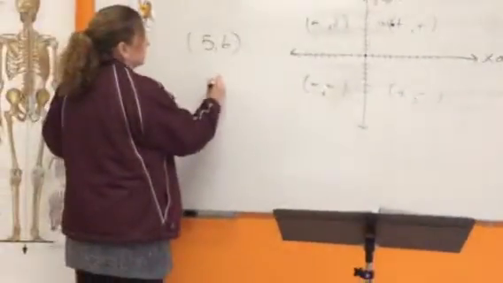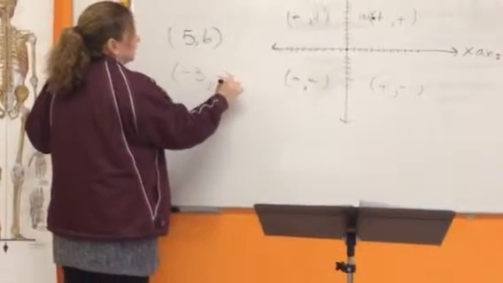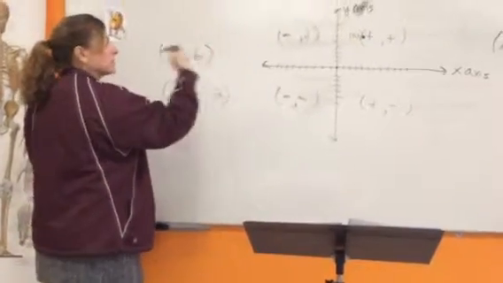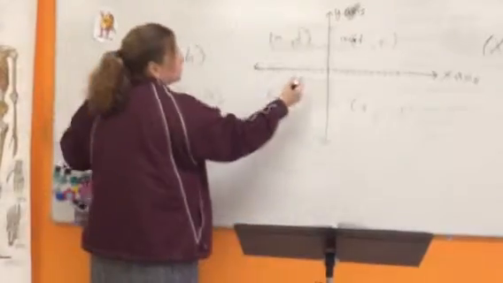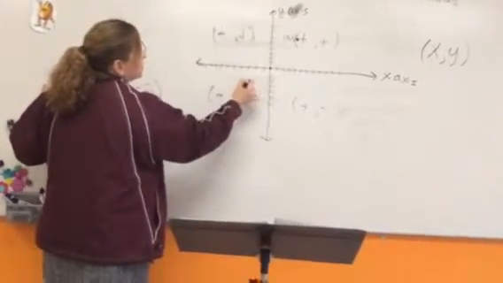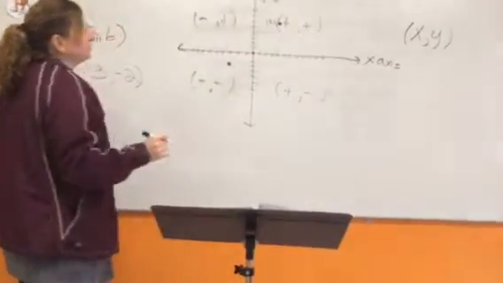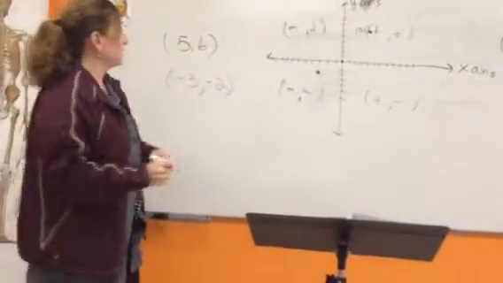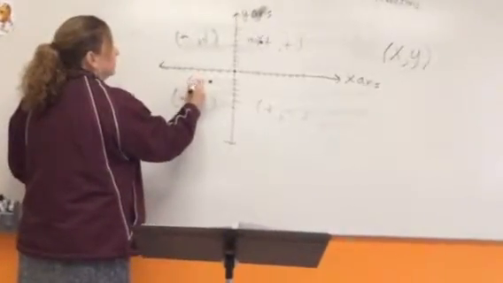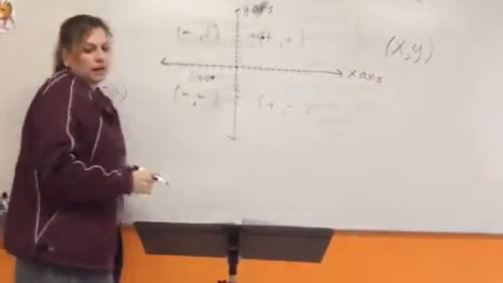Okay, now let's say I said -3, -2. That means going this way and going down. So you're going to do 1, 2, 3, 1, 2, and you're going to put a dot there. And then you would label that -3, -2.